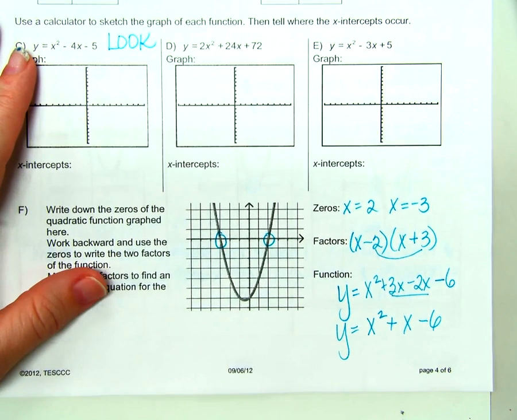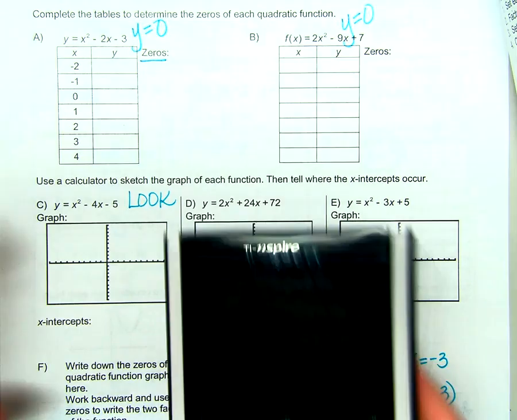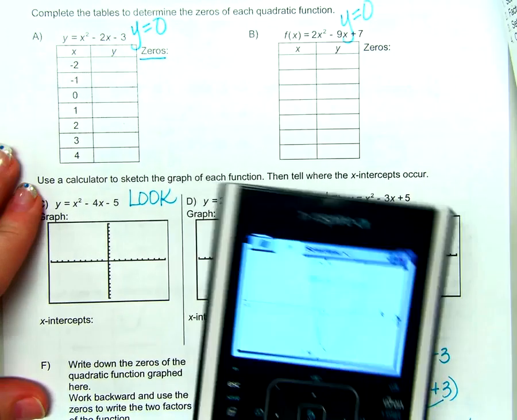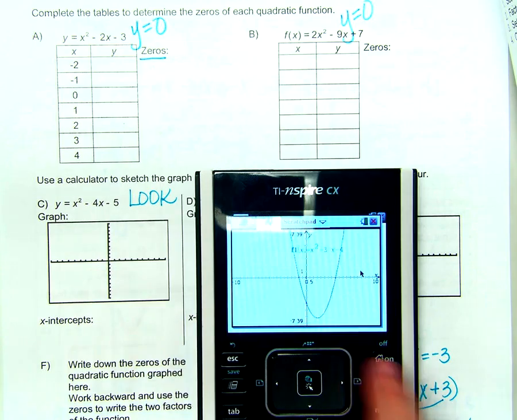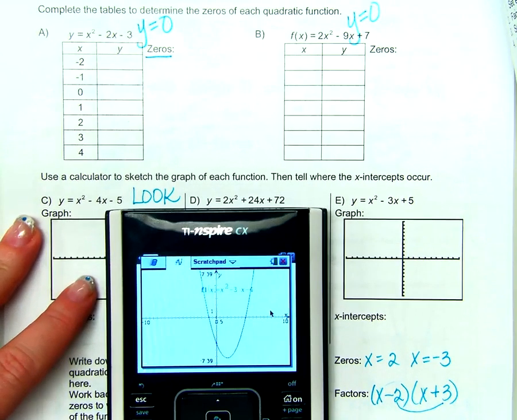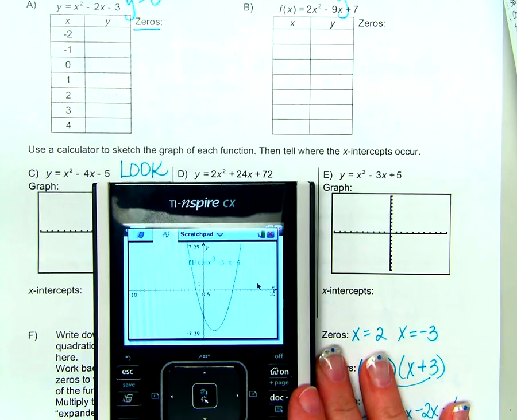Okay? So real quick, look at C. Actually, I'm not even going to show you C. I already have this one up on my calculator. It's the one we put in earlier: x squared minus 3x minus 4. You see that one? I'm going to show you where the x-intercepts are on this problem.